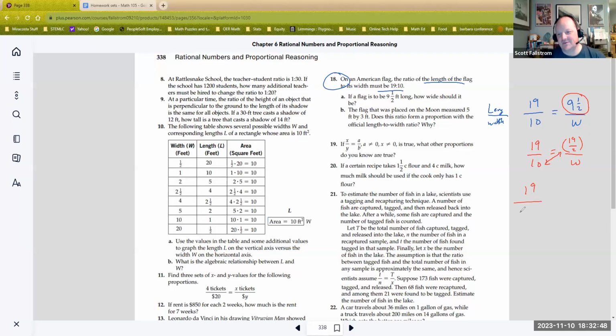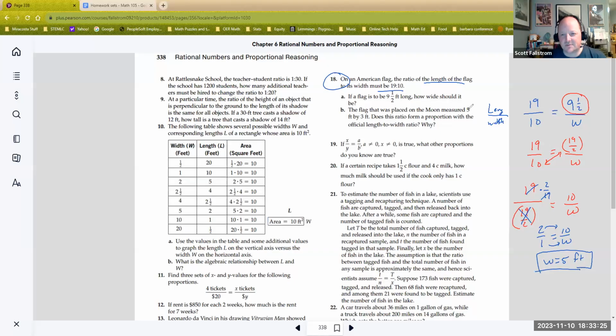So this is 19 over 19 halves is equal to 10 over W. The reason is now I'm dividing by a fraction, which we know we can rewrite as multiplying. So what I really do is the 19s go away and I'm left with 2. So I now have 2 over 1 is equal to 10 over W. And if you just want to scale this up, you can see that I'd scale it up by 5. So W would equal 5, and that'd be 5 feet.